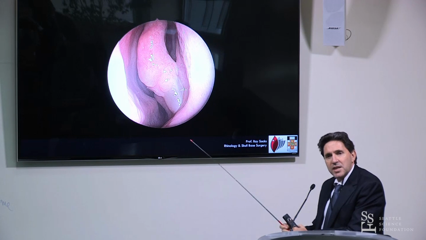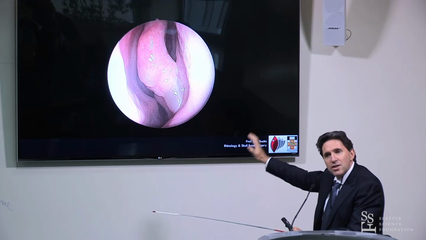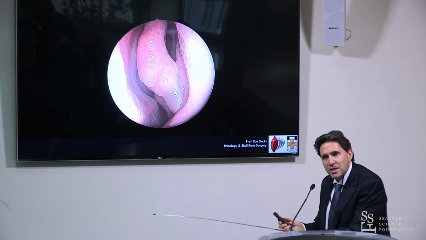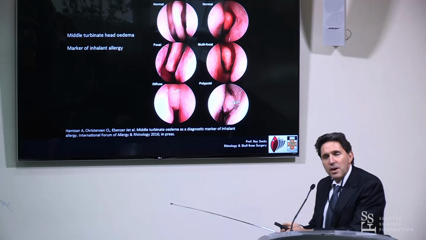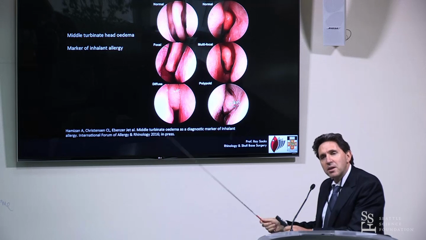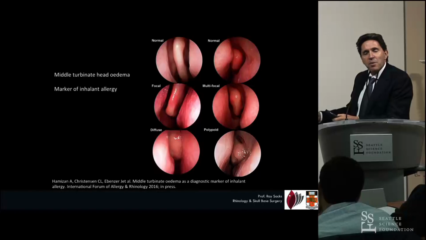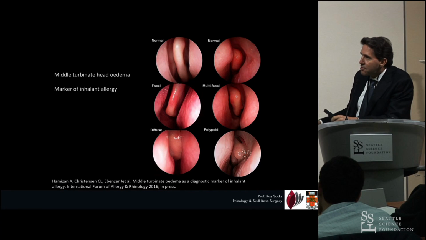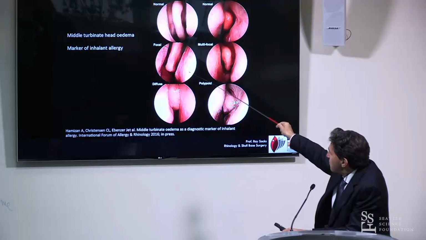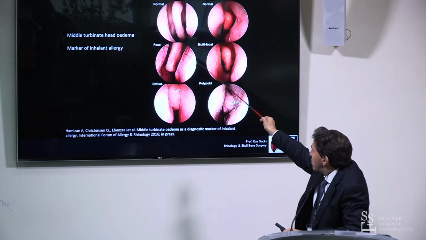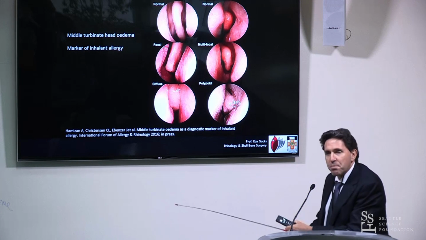So if we look at this patient here, hands up those of you who think this patient has nasal polyps. Good. Okay, this is not nasal polyps. This is middle turbinate edema. This is rhinitis. This is not nasal polyposis. And so we've actually just published looking at middle turbinate edema as a diagnostic marker of allergy. We looked at a whole lot of different middle turbinates. We looked at 180 patients, and we defined, obviously normal, but we defined focal edema, multifocal edema, diffuse edema, and then polypoidal edema.